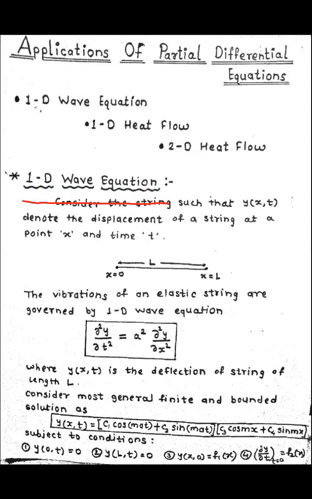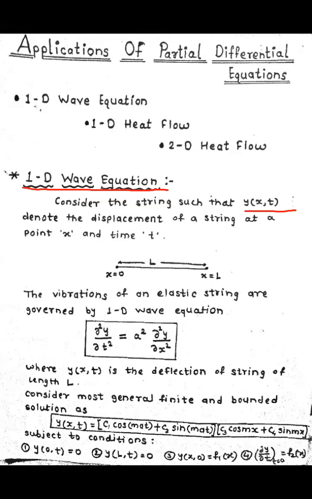Here we need to consider a string such that y(x,t) denotes the displacement of the string at a point x and time t. So consider a string tied at one end. At that end x is equal to 0. The second end of the string is tied at the second point. At that point x is equal to L, where L is the length of the string. The vibrations of an elastic string are covered by the 1D wave equation.